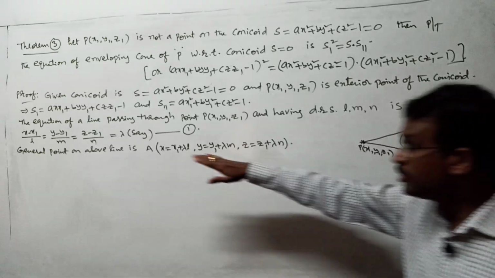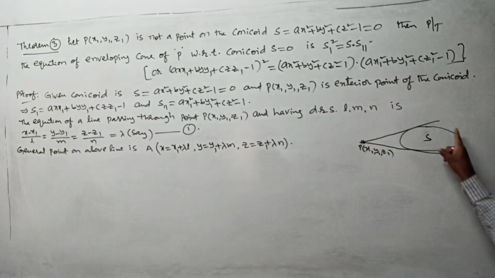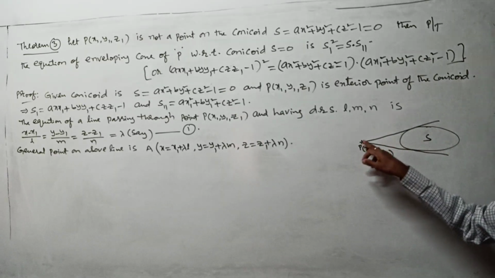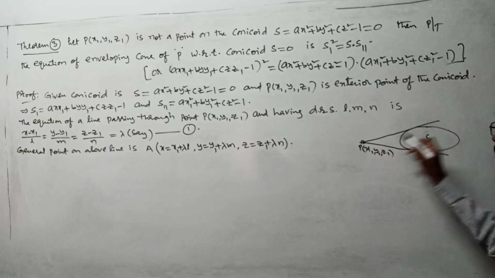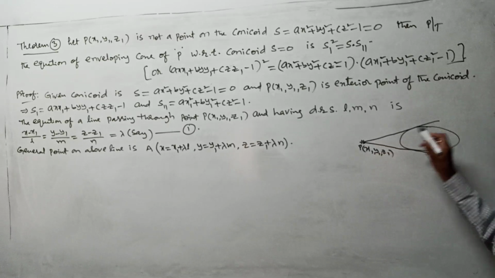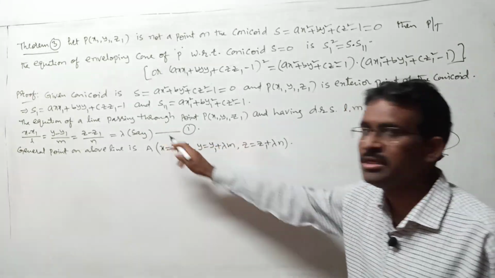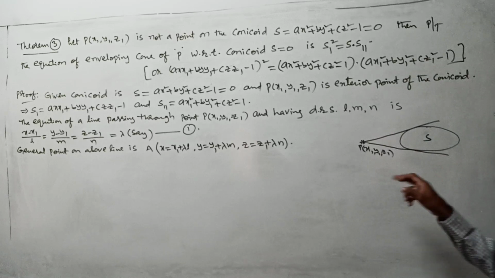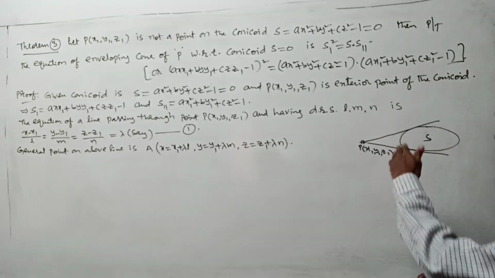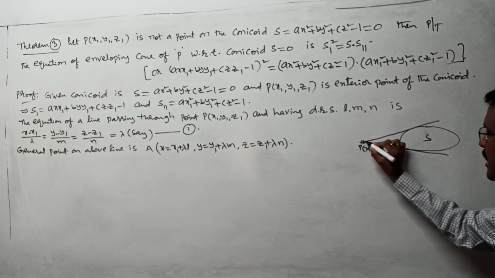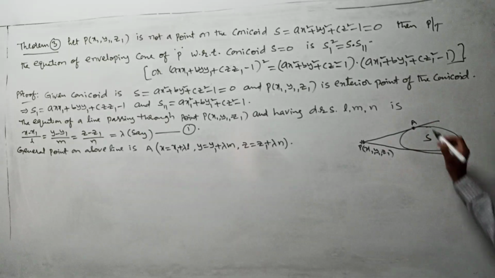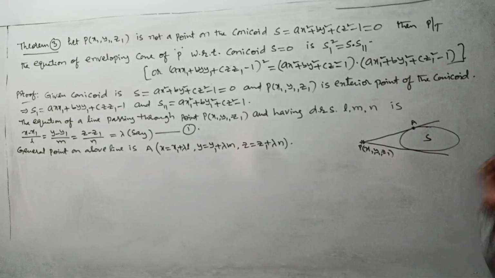Up to here, what we did was take this conicoid S, keep it aside, and take this point P. Now we are defining this line equation: the equation of the line passing through point P and having direction ratios l, m, n. That is this equation 1, the line equation. After defining that, let us go through a general point on that line. General point means basically anywhere on this line. Here we take the general point capital A.